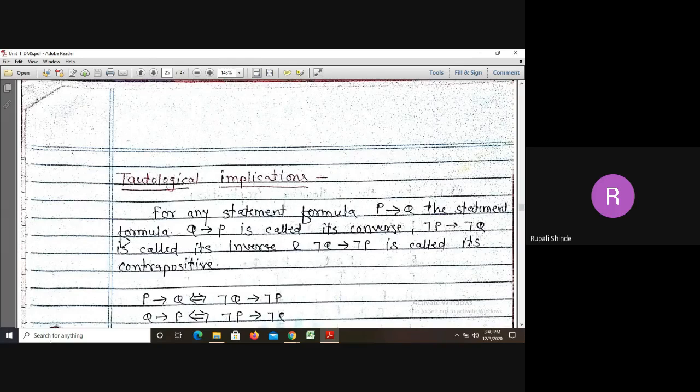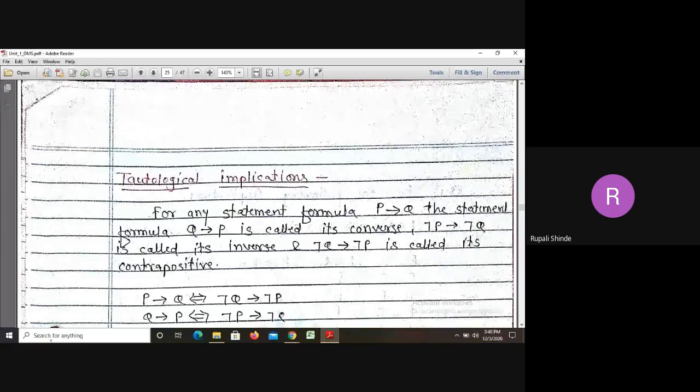So if your given formula is P conditional Q, then we can define three different terminologies: converse, inverse and contrapositive. For P conditional Q, Q conditional P is the converse. Negation P conditional negation Q is the inverse. And negation Q conditional negation P is its contrapositive.